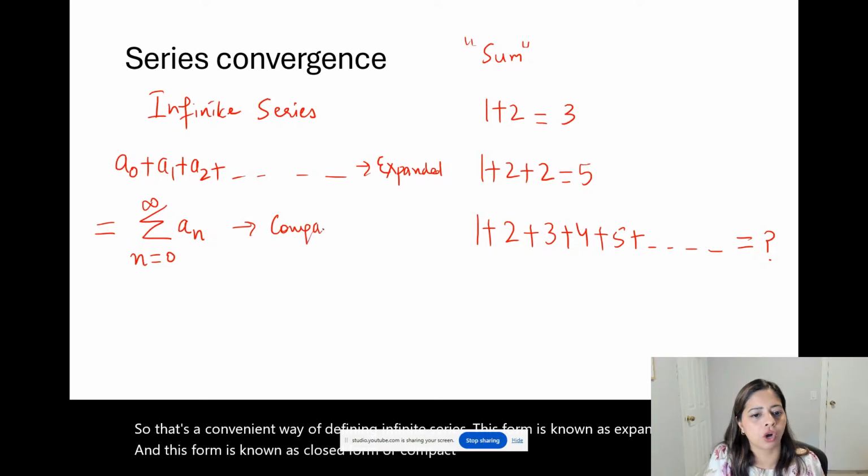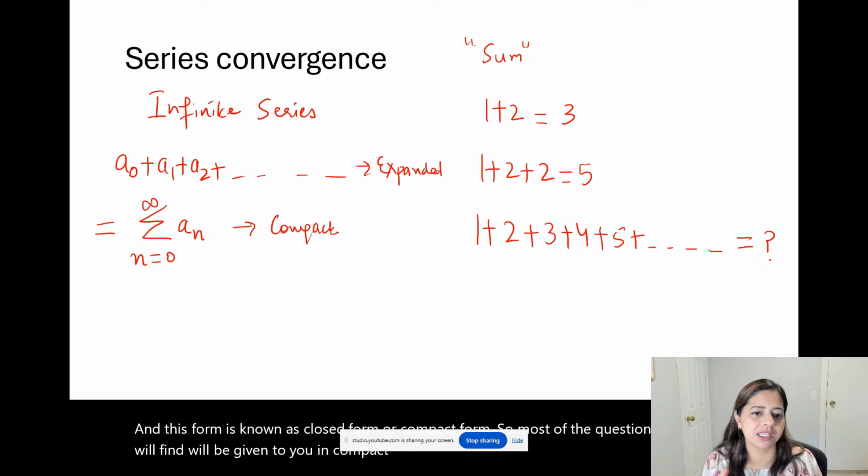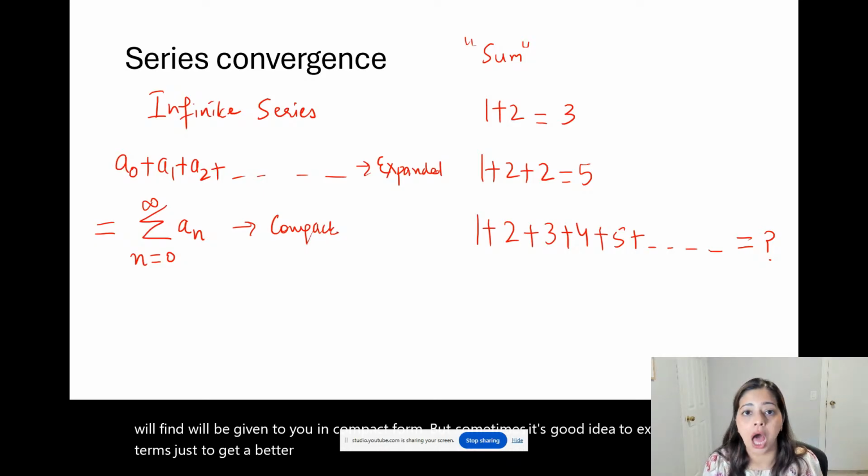Most of the questions which you will find will be given to you in compact form, but sometimes it's a good idea to expand a few terms just to get a better understanding of how the terms of the series look. So let's go ahead. I hope you understand the meaning of an infinite series.